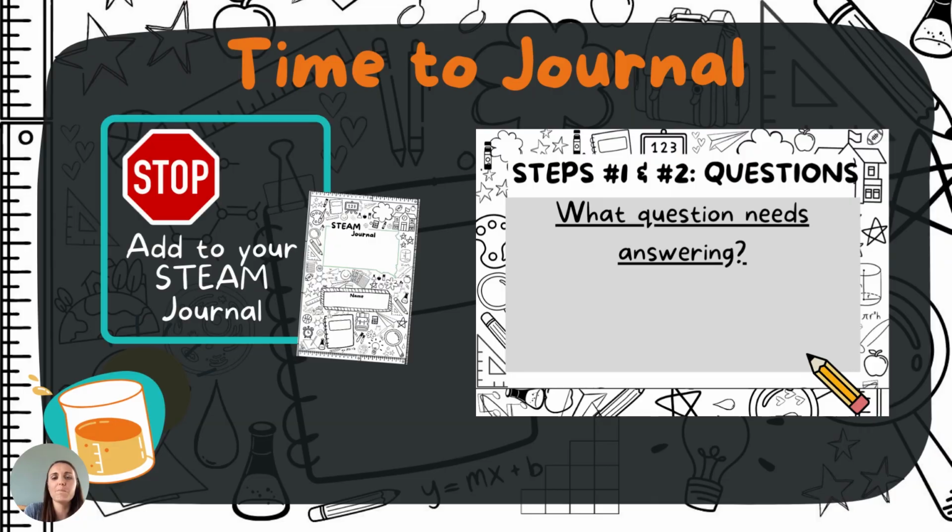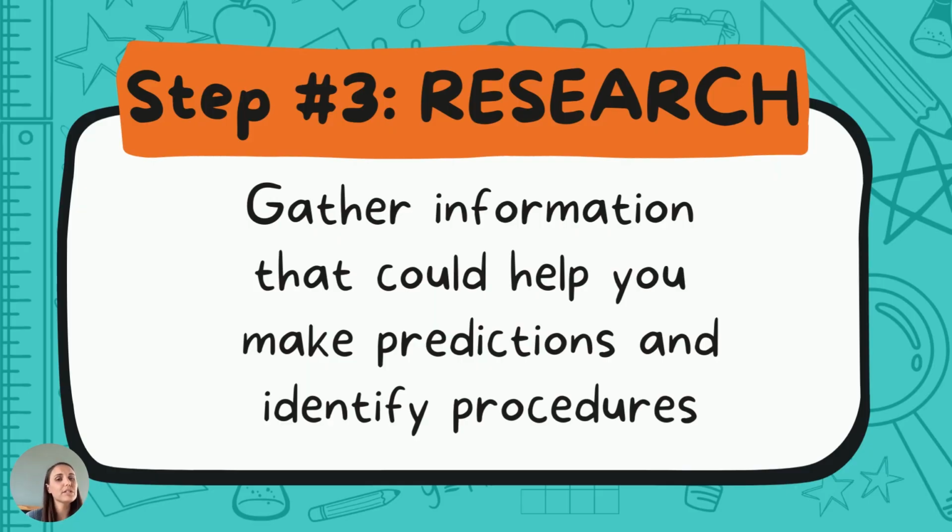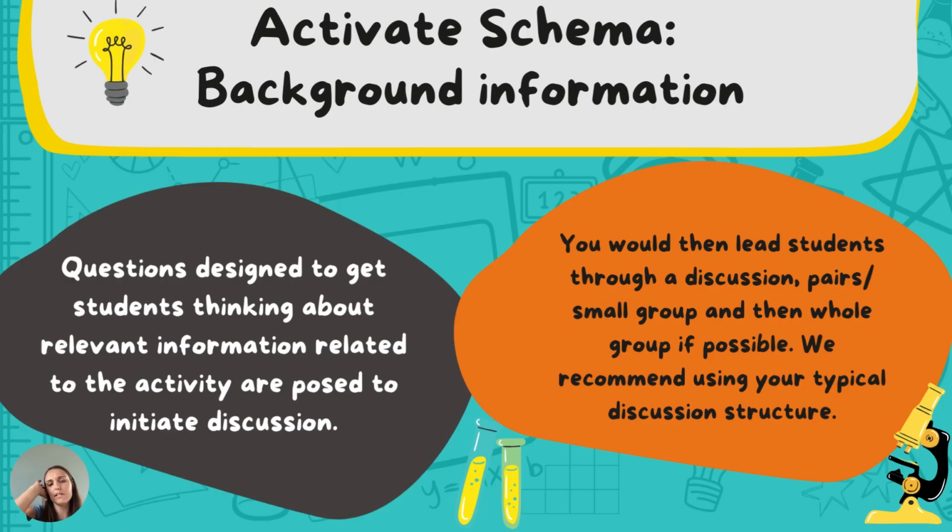Then we go to step number 3, which is research. We gather information that could help make predictions and identify procedures. So we start by activating schema. If you've ever done a Dakota STEAM lesson before, we always activate schema because this is what we're talking about in the differences. We hit hard on critical thinking. And so we pose questions about relevant information that are posed with the intent of initiating discussion because we also want them to critically think and communicate. So the intent is then you would lead students with a discussion, pairs, small group, whole group, however you wanted to do that, and we recommend using your typical discussion structure.